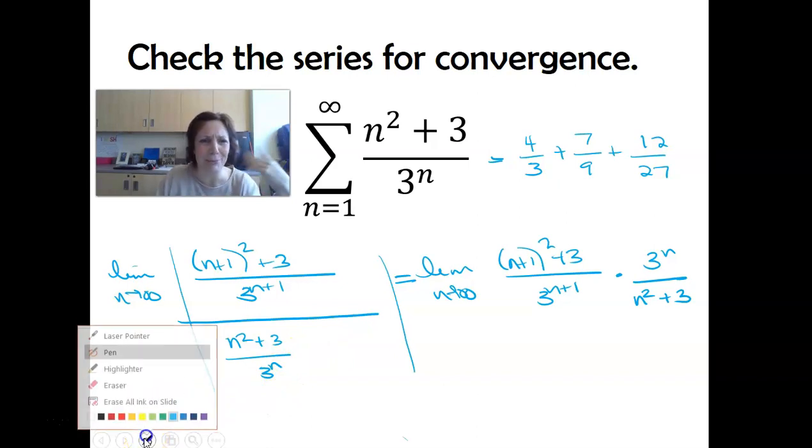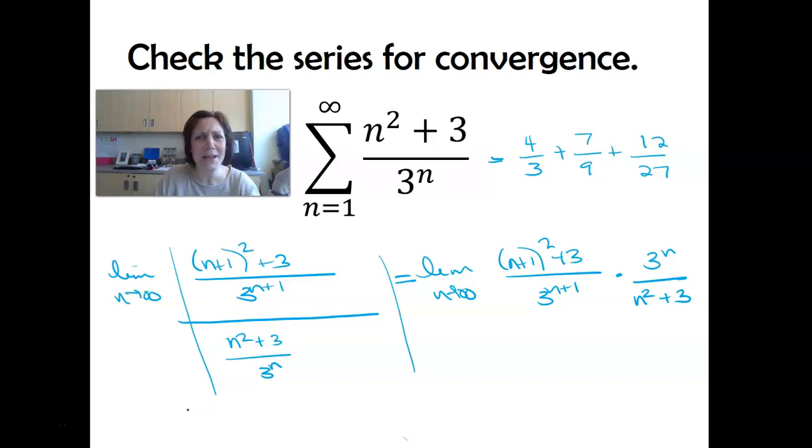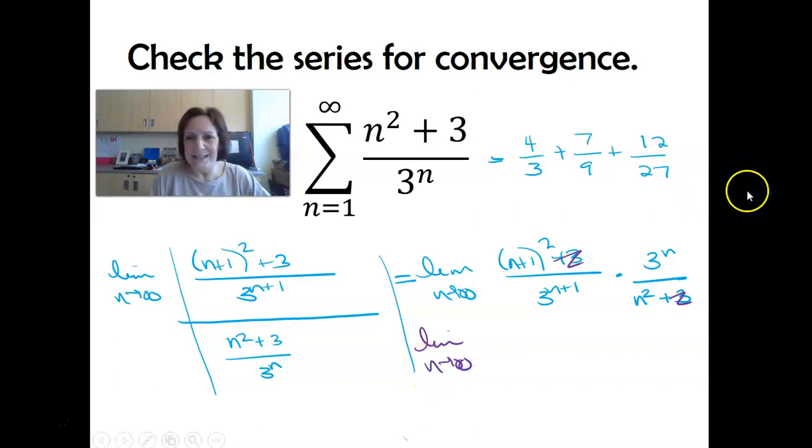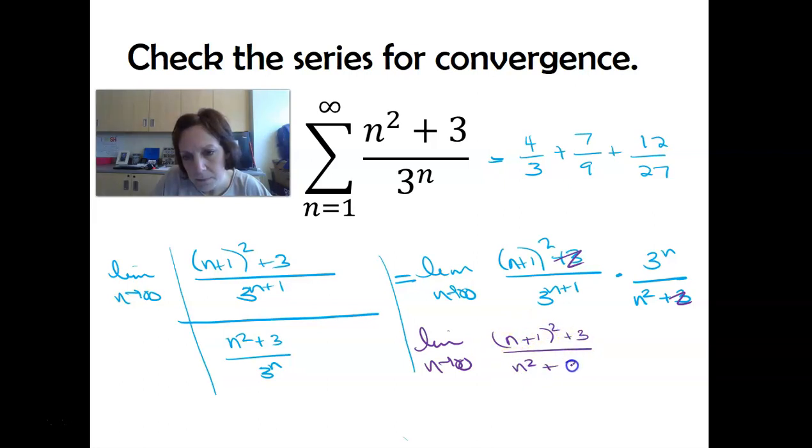So things like plus 1 don't matter. Things like plus 3 don't matter. So what I like to do is take my terms and regroup them, right? And here's what I mean by that. See how this term has an n plus 1 squared plus 3, and this has an n squared plus 3? I'm going to rewrite those in one fraction. And this one has a 3 to the n, and this one has a 3 to the n plus 1. I'm going to write those in one fraction. It makes it easier to simplify.